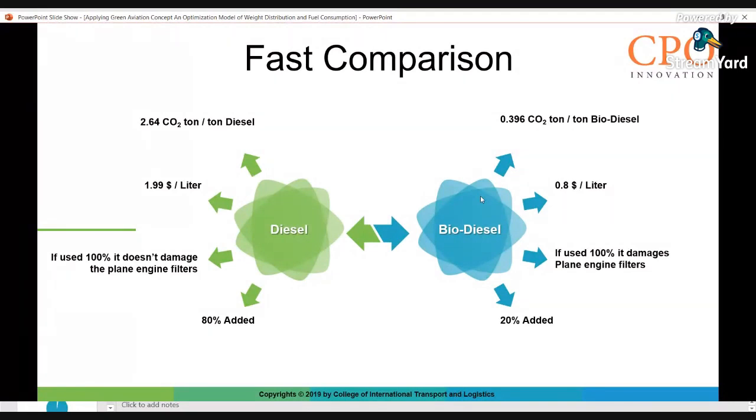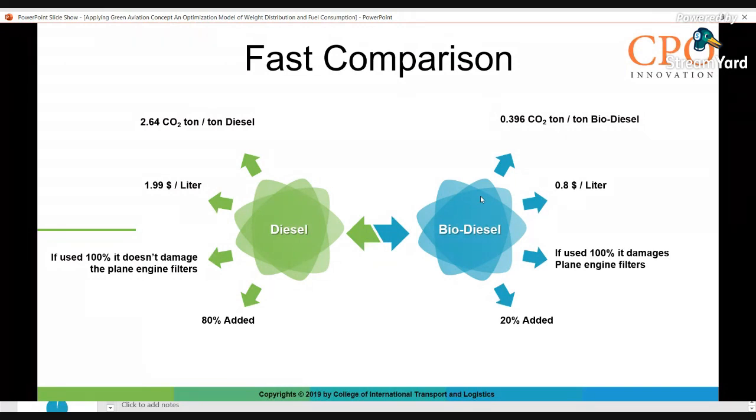Here is the important point. The diesel, when used 100% in the plane engine, doesn't damage the plane filters or cause any harm to the plane engine filters. But the biodiesel, if used 100%, damages the plane engine filters very badly. But why is that? The biodiesel has a very high pour point and cloud point. So at very low temperatures, when the plane is at high altitudes, the biodiesel viscosity starts to increase. It's no longer pumpable. It cannot be pumped into the engine, so it affects the flight status. Also, it starts creating a wax-type material around the engine filters that damages the filters badly. So it's very harmful to the plane if used 100%.